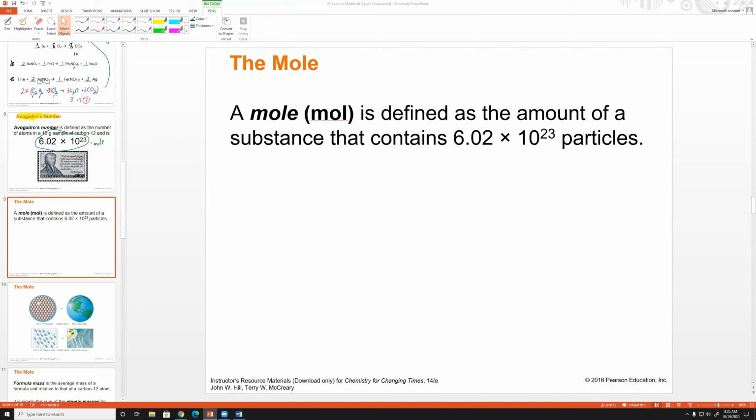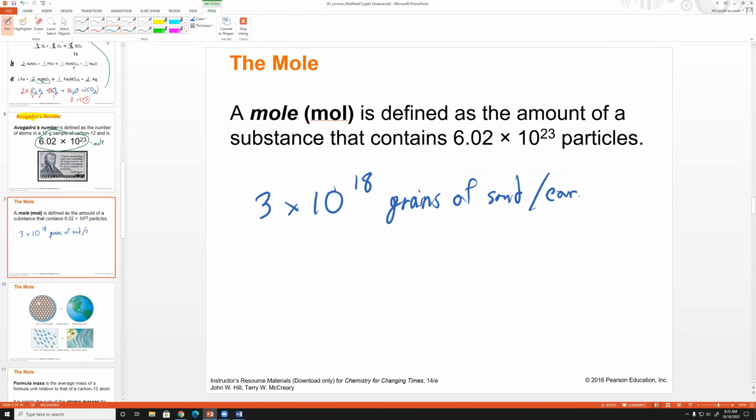So a good question would be, all right, how many grains of sand are there on the earth? I looked this up. Nobody counted them, of course. They did a surface area study. So approximately, and this changes every day, there are 3 times 10 to the 18th grains of sand on the earth.